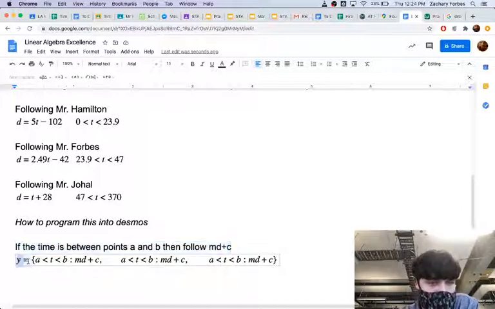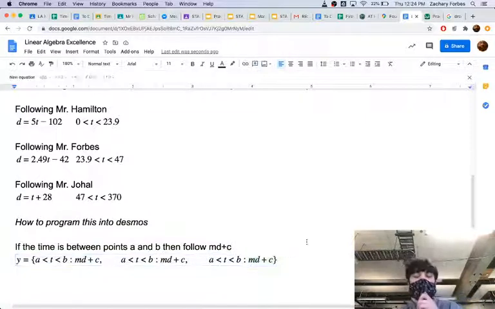You write y equals, or you could write d of x equals, and you write between these two times, follow this formula. And then you do a comma, and you write between these two times, follow this formula. Between these two times, follow that formula. So it's an if and then statement. So let's have a look at what else might look like.